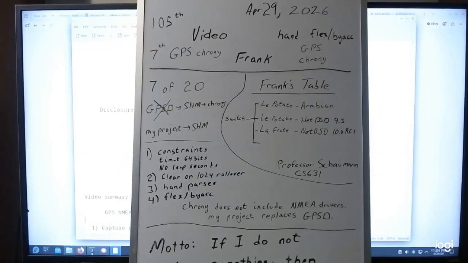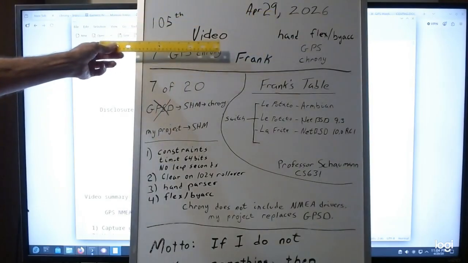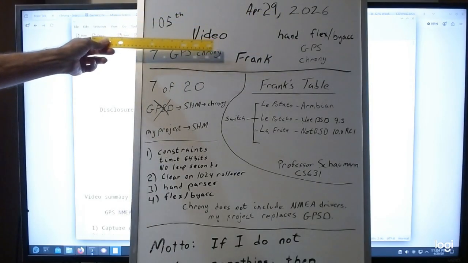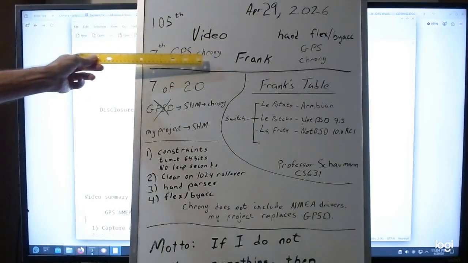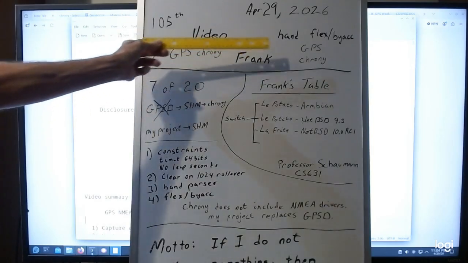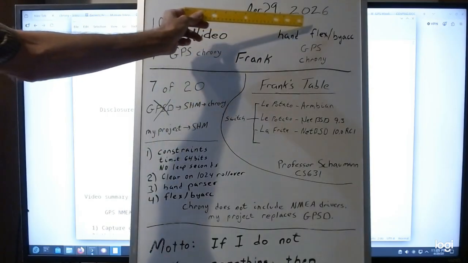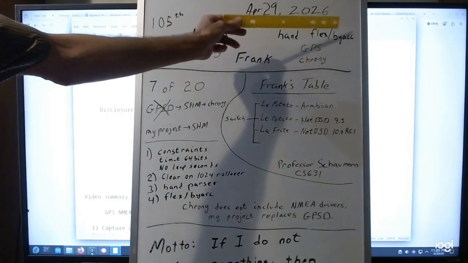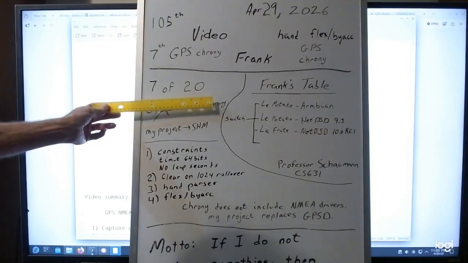Hello YouTube, this is Frank, and this is April 29th, 2026, and this is my 105th video and my 7th video in the chrony GPS to chrony series. And today's topic is a hand parser and a flex byacc parser. And this is 7 out of 20.